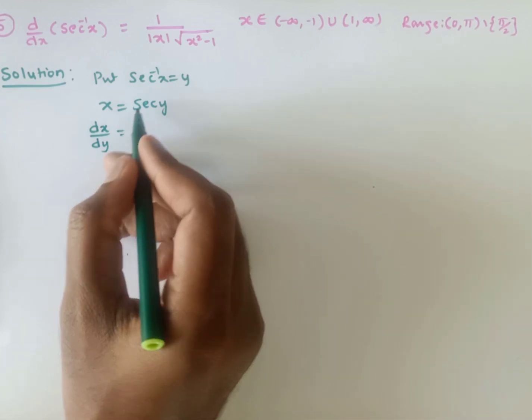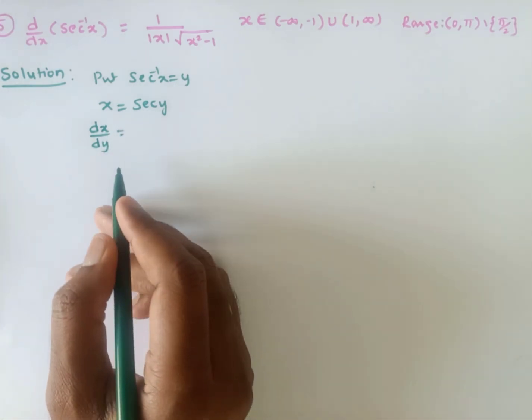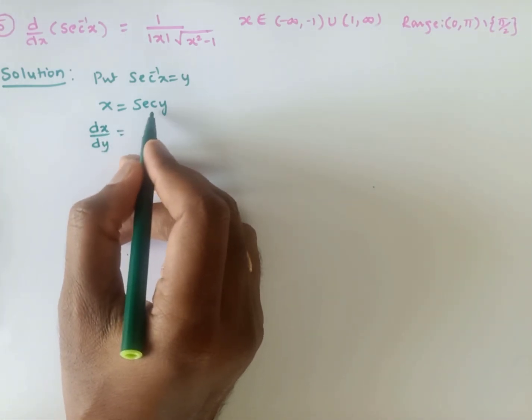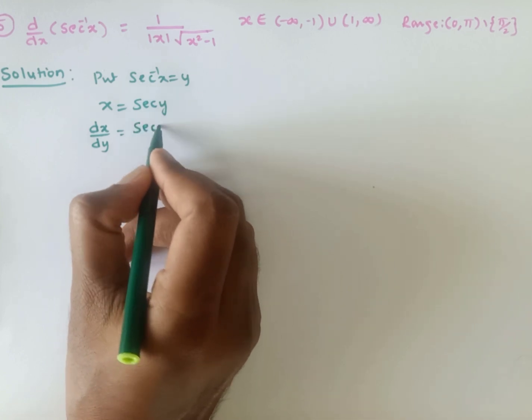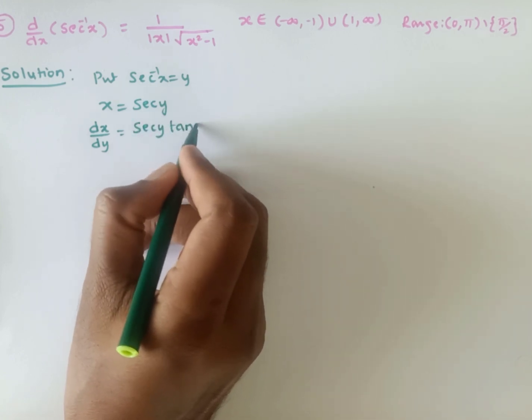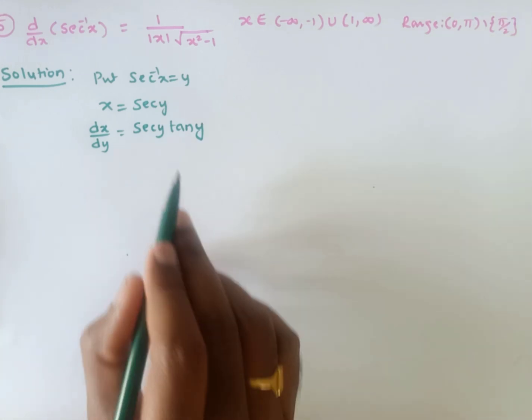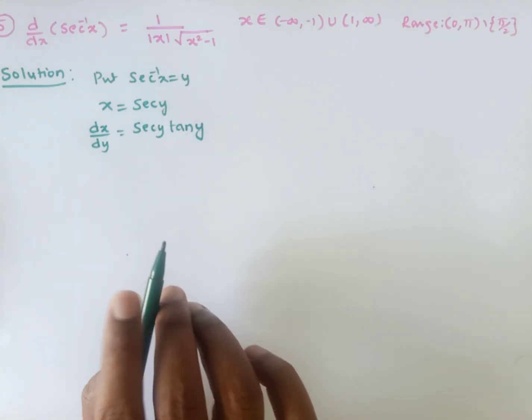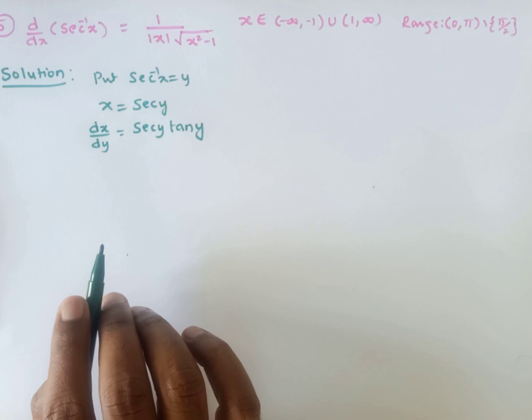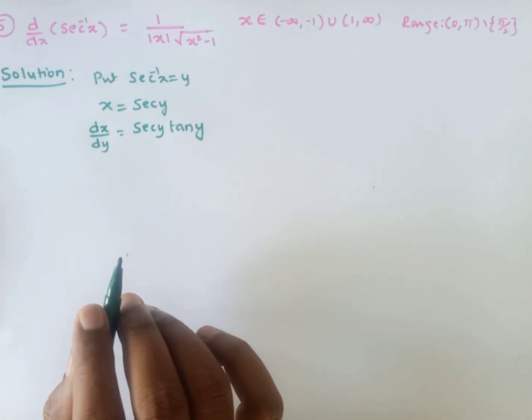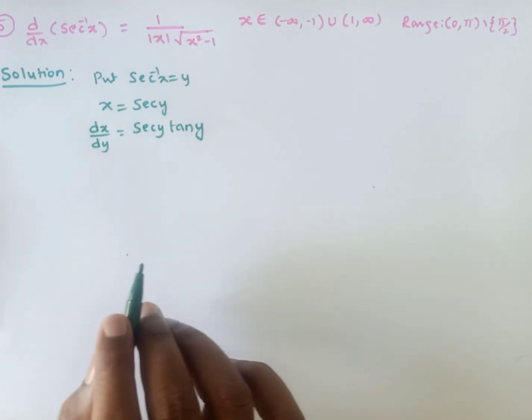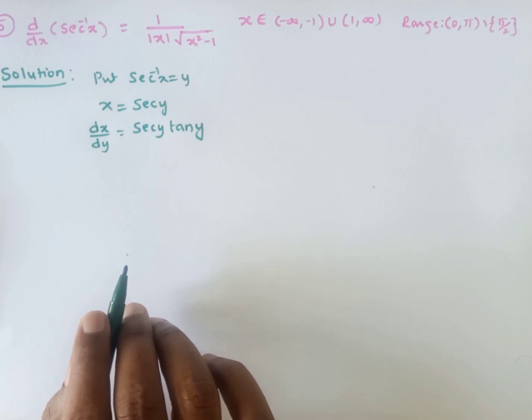The derivative of x with respect to y, we are doing. Now the derivative of secant is secant into tan, that is secant y into tan y. There is nothing new here; knowing the derivative of secant is enough. Just observe how I apply the properties. So dx by dy is equal to secant y into tan y.